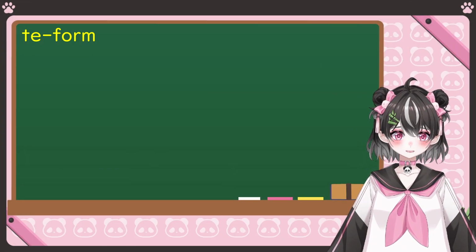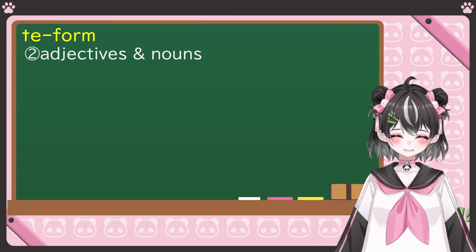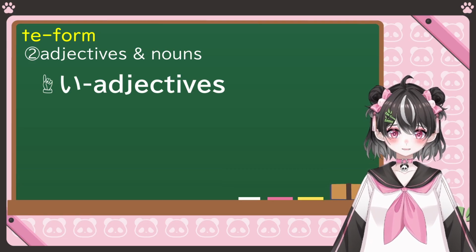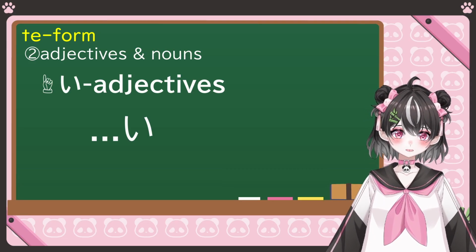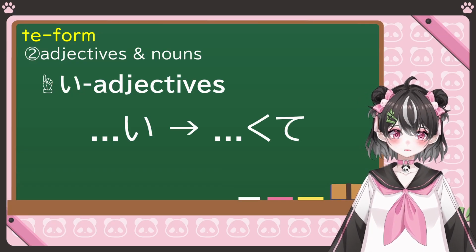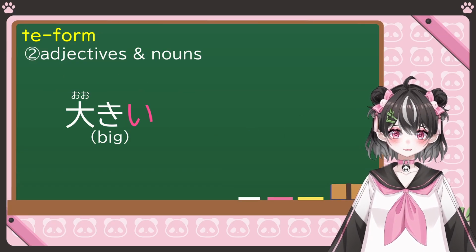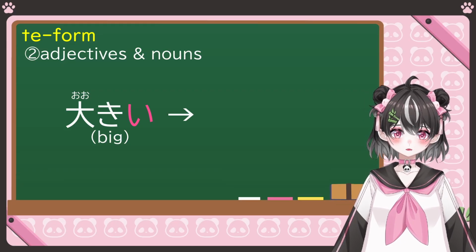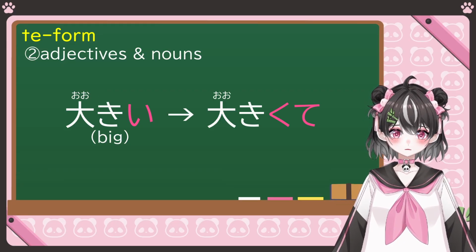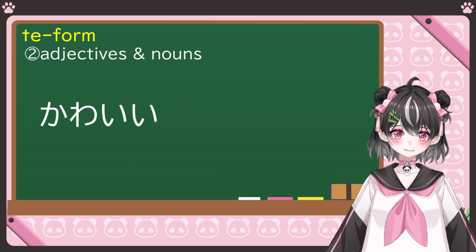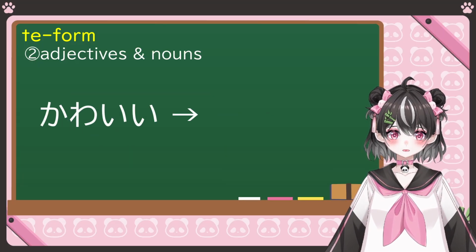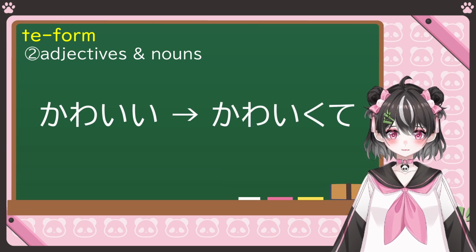Next, let's look at adjectival te form and nominal te form. For I adjectives, you change the final I to くて. For example, 大きい becomes 大きくて. So what about かわいい? Yes, it becomes かわいくて.